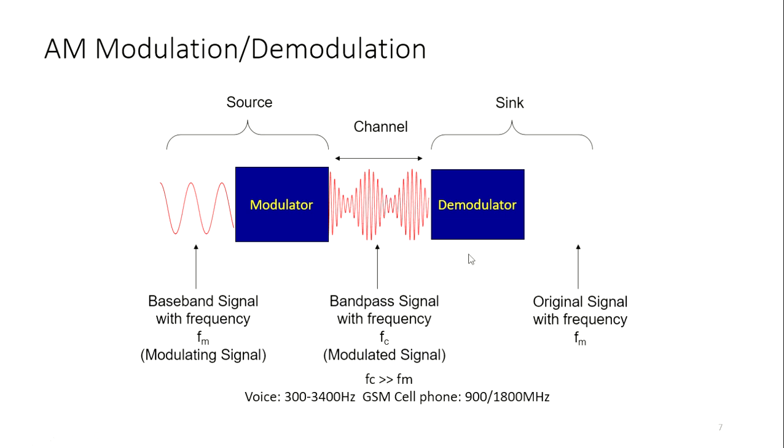Next, the signal passes through the demodulator section. The demodulator removes the unwanted carrier signal and passes only the original message signal to the output. This diagram explains it very clearly.